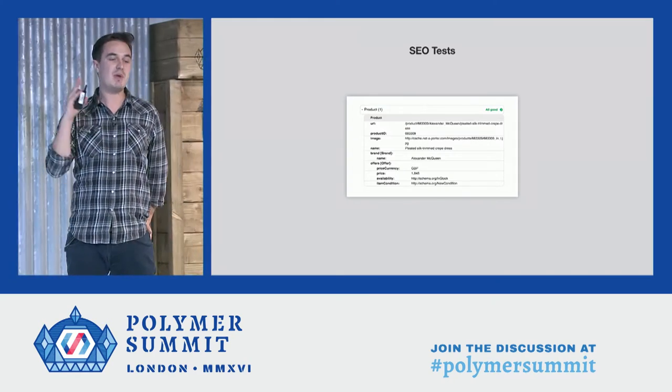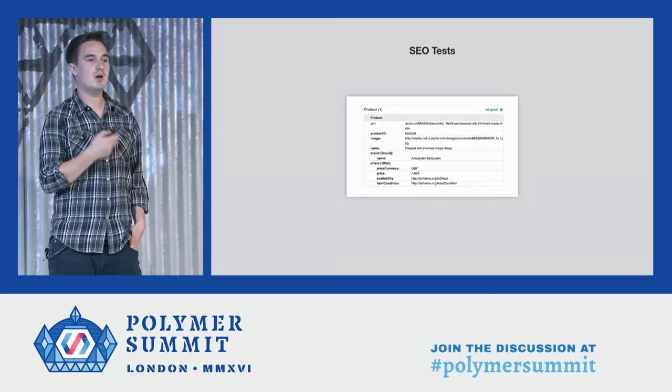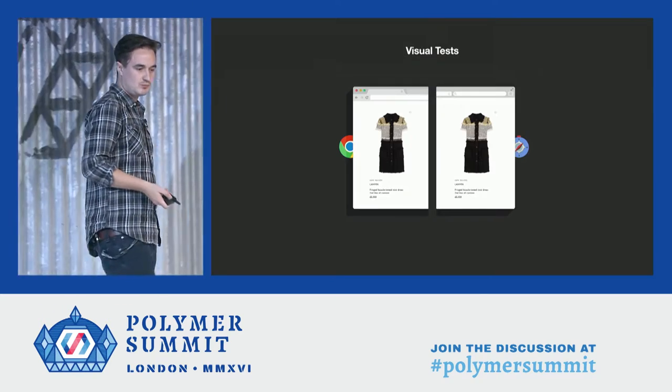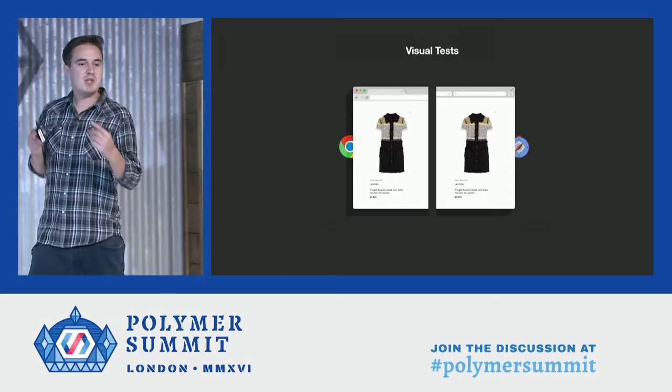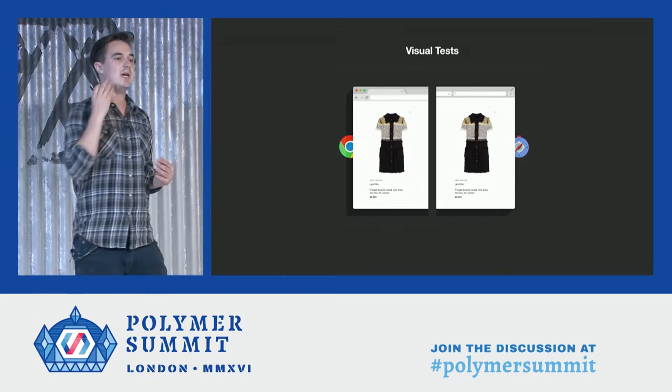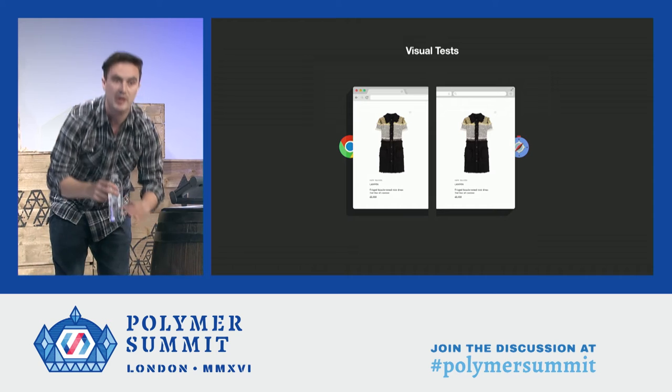SEO tests are just to make sure that the product looks exactly how we think it does for rich media snippets. Finally is visual testing. So what we do is with a level of tolerance, we test across different browsers just to make sure that the product looks the same on every single browser.